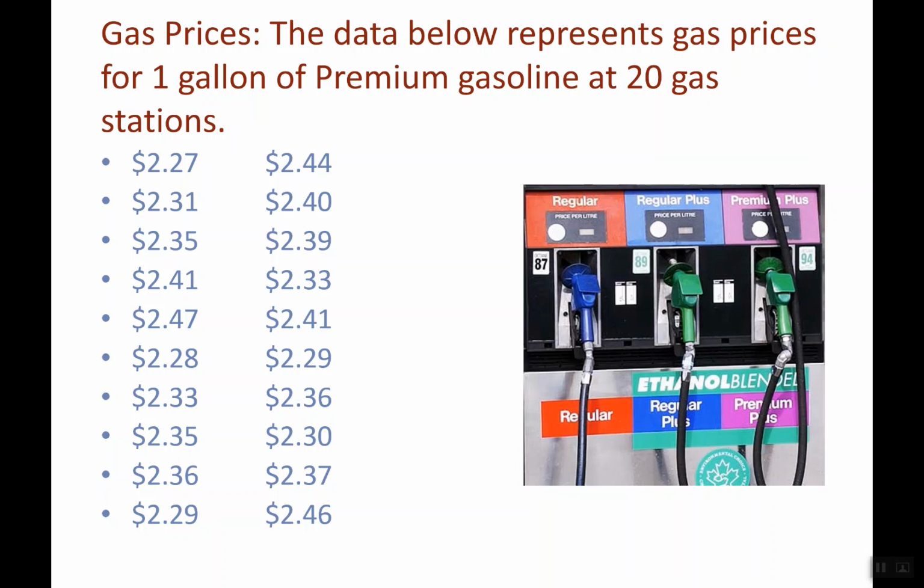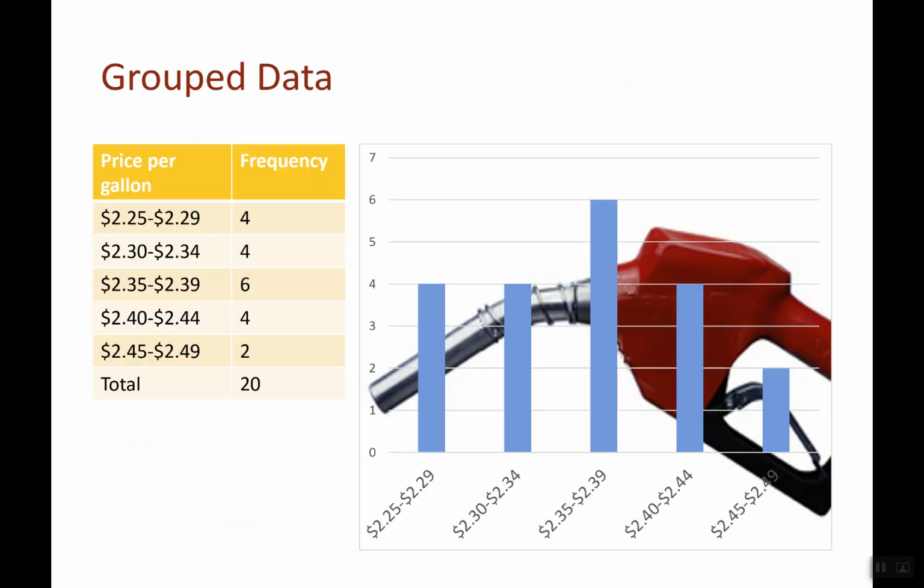So again, the data is all over the place, and the data being all over the place is really hard to look at and to decide what do I feel like is represented here. So we're going to change this, and we're going to kind of group the data. So I grouped the data into classes again. So I started at 225 and I went up to 249.